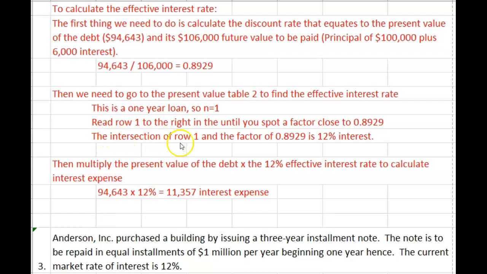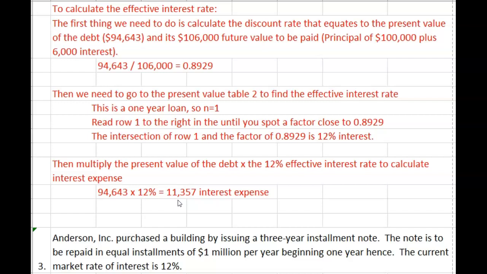Now we know that the effective interest rate is 12%, and we can now calculate our interest expense. The present value of the debt is $94,643 times the 12% effective interest rate means that our interest expense is $11,357. Now we have the numbers available to do this journal entry.